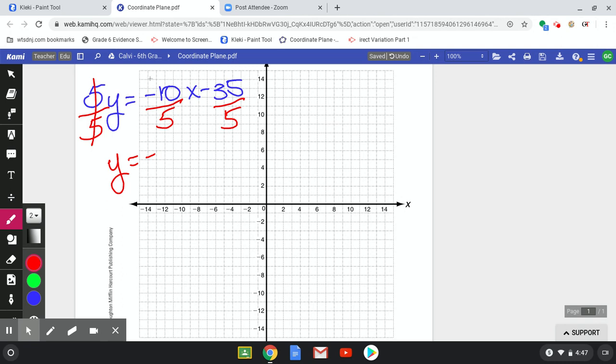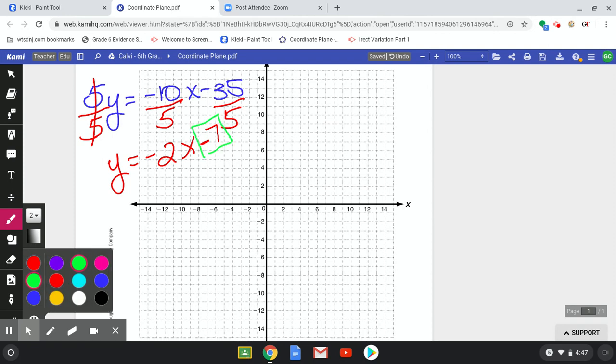Now 10 divided by 5 gives me 2. Drop down my x. Again, a negative divided by a positive is a negative, so always figure out your sign first. 35 divided by 5 is equal to 7. So now I have it in slope-intercept form. I just need to identify, I'm going to box in my y-intercept, which is the negative 7. I'm going to write that ordered pair, which is 0, negative 7.